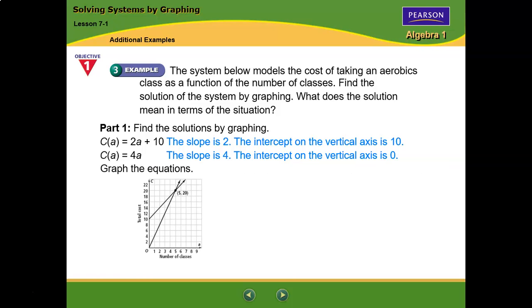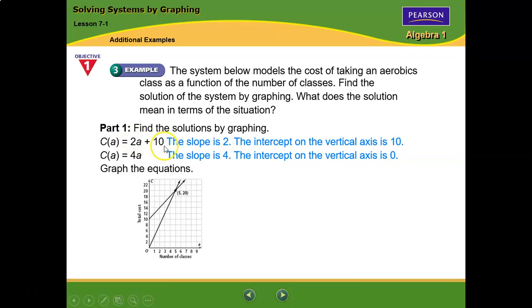So let's look at our graph here. Down at the bottom, we have the number of classes. That's your controlling variable because we said the number of classes you attend controls the cost. The total cost is here on the side. Now let's graph this first equation, 2A plus 10.